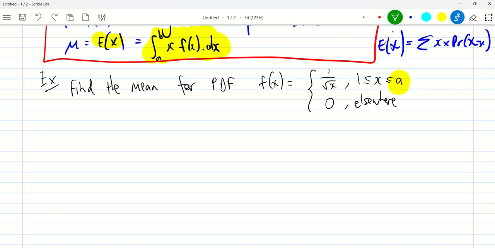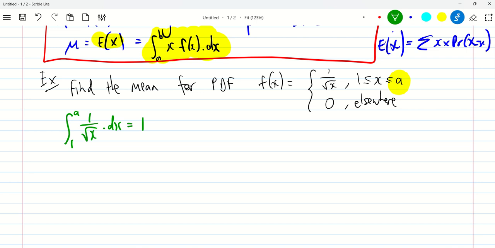To determine that value of a, we apply what we always apply: because it's a PDF, we know that the integral across the whole range will be equal to 1. So the integral from 1 to a of f of x, which is 1 over root x, dx, must be equal to 1. And we'll use this to solve for a. So we'll figure out what a is equal to.